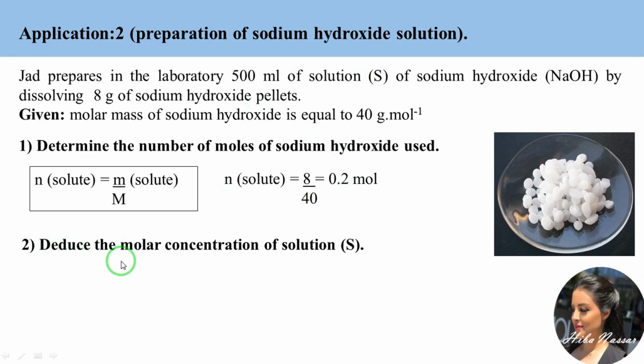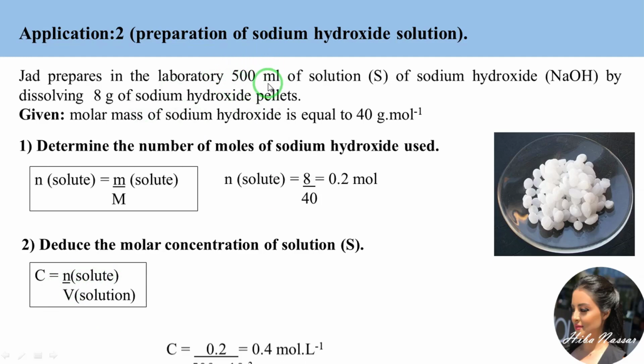Now, deduce the molar concentration of solution S. So you are going to calculate the molar concentration, which is capital letter C. So I'm gonna use the following formula. The molar concentration, which is denoted by capital letter C, is equal to the number of mole of the used solute divided by the volume of solution, which is equal to 500 milliliter.